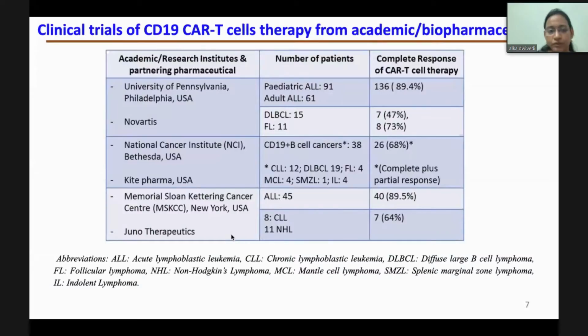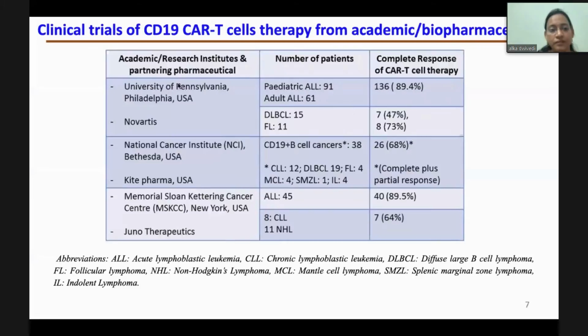So now coming to the clinical trials which are happening for CD19. Here I have shown only 3 primary institutes which are in collaboration with different pharmaceutical companies. They have designed and run multiple clinical trials, phase 1, phase 2, and all 3 have targeted the CD19 antigen in different patients. Approximately 100 patients were taken for this trial, and they have seen very promising results, around 90% complete remission with this therapy.